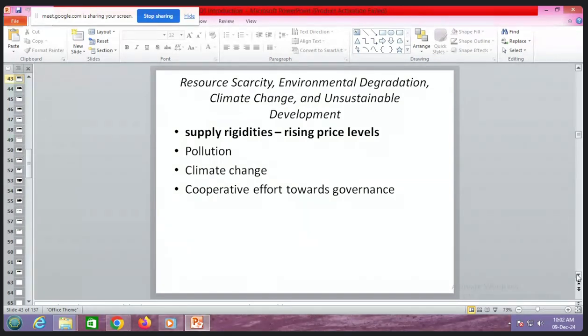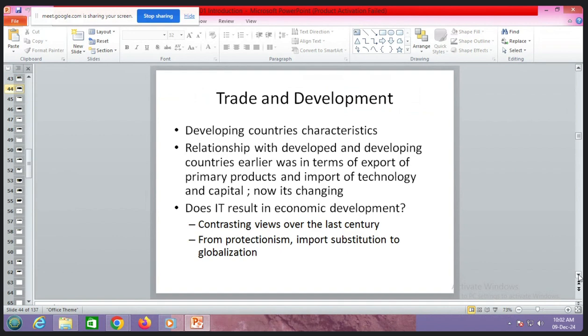From the supply side, we find that there are rigidities because of rising price levels, climate change, and environmental degradation. So this part, please read it from the textbook. The trade and development part I will be doing when I do the model. There is another module where I'll be dealing with this segment of trade and development, so I'll not be dealing with it here.